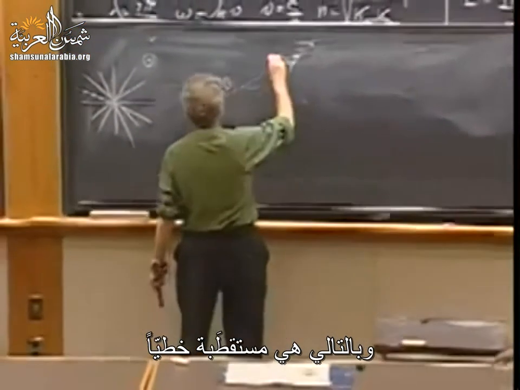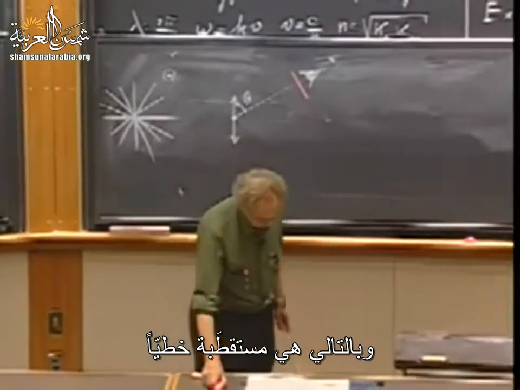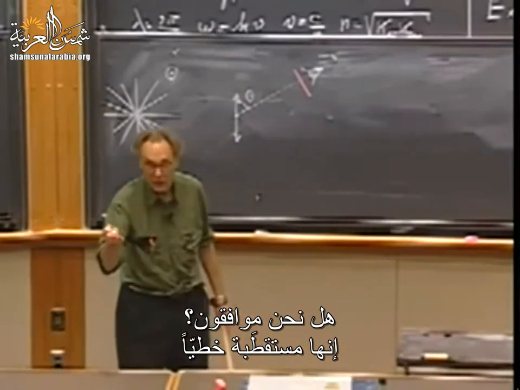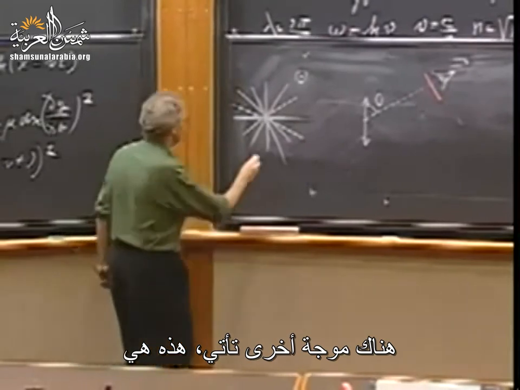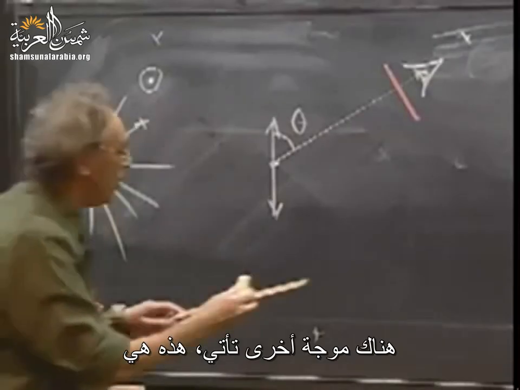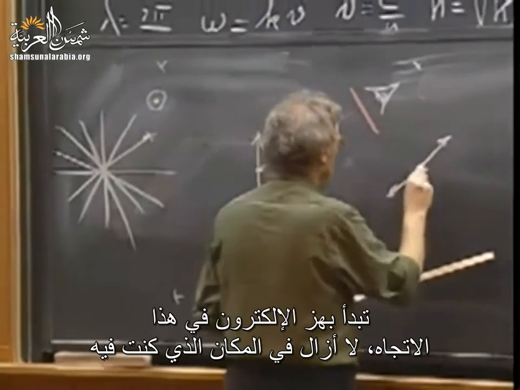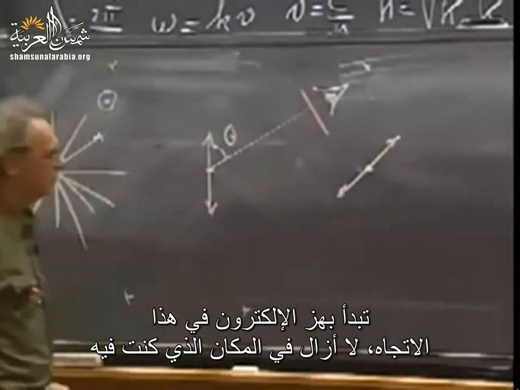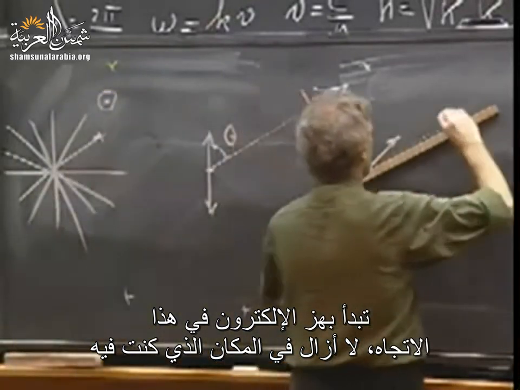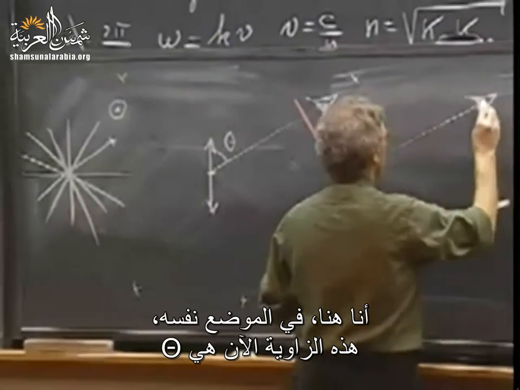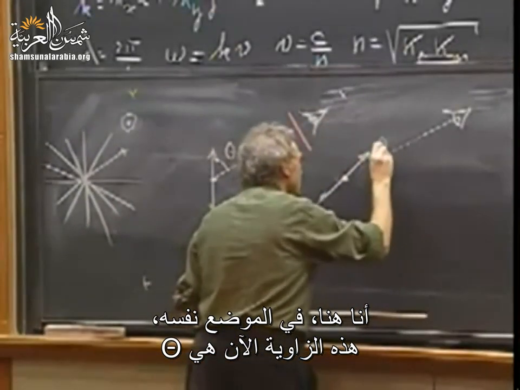That's nice. So it's linearly polarized. Do we agree? Linearly polarized. Now, there's another one that comes in. This one comes in and starts to shake the electron in this direction. I am still where I was before. I'm here, same location. This angle now is theta.